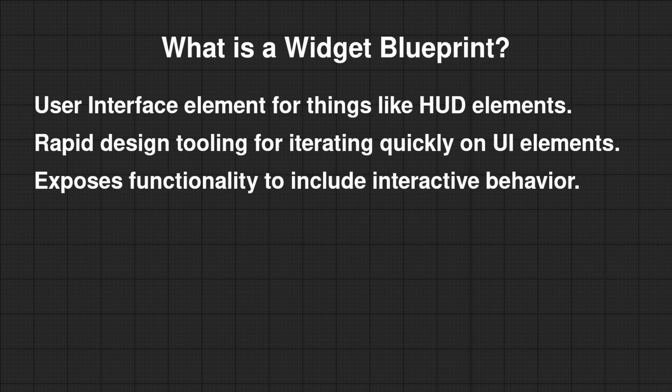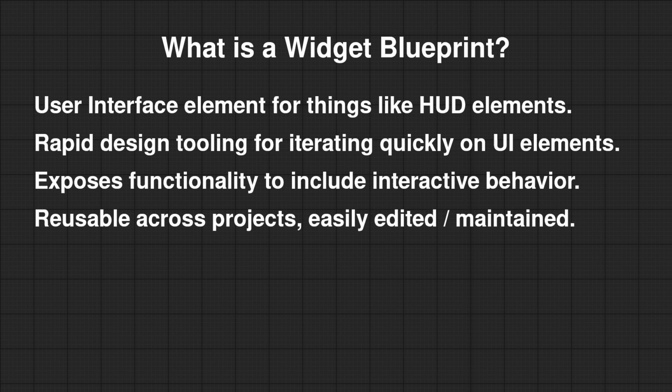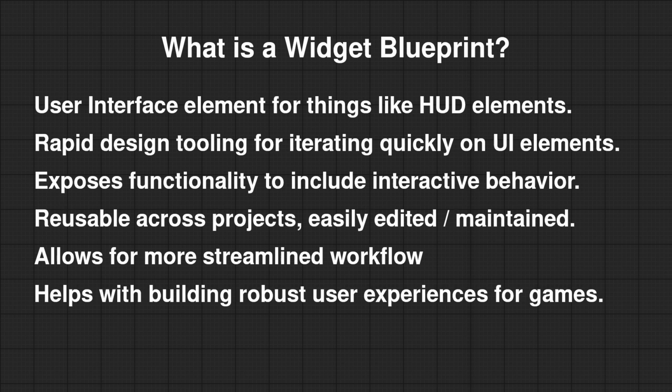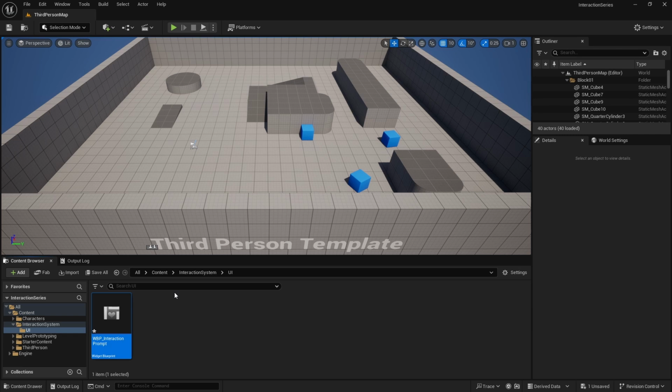Essentially, you can use blueprint scripting to add interactive behavior like animations, button clicks, or other user events to your game. They're fully integrated into Unreal Engine, meaning you can easily update them or reuse them across different parts of your project, or even use them in other projects. And because of this, blueprint widgets don't just streamline your workflow, but they also help you build more robust user experiences across your games. So now that we've explained what a blueprint widget actually is and we've created an empty one, let's jump back into Unreal Engine and begin crafting our interaction prompt.